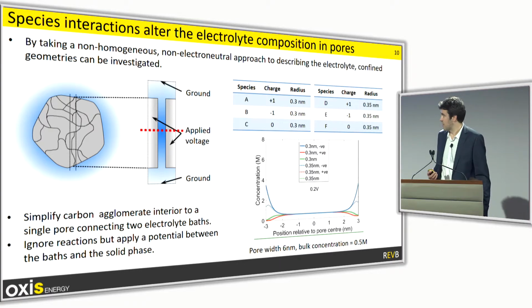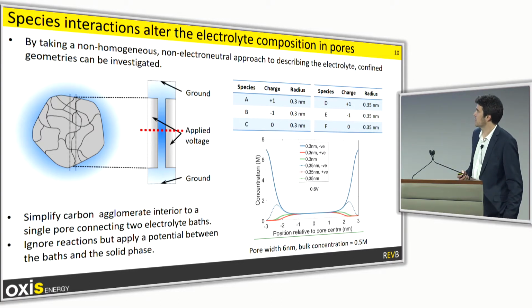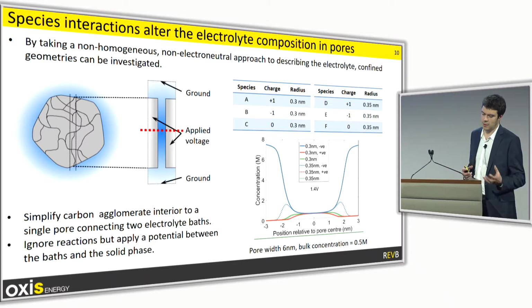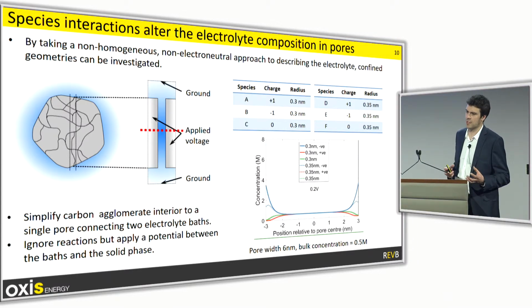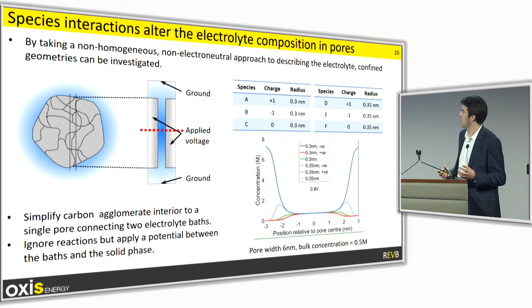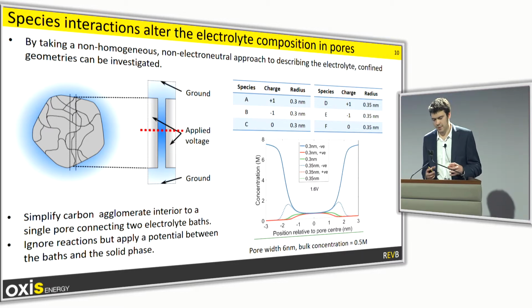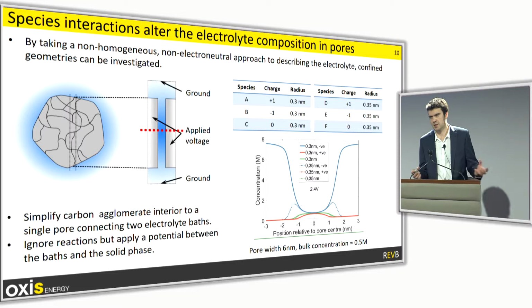The other, possibly even more interesting thing is that as you increase the voltage, the smaller of the two species very much dominates the concentration of this micropore, to the extent that the larger species is also excluded, even though it's negatively charged.